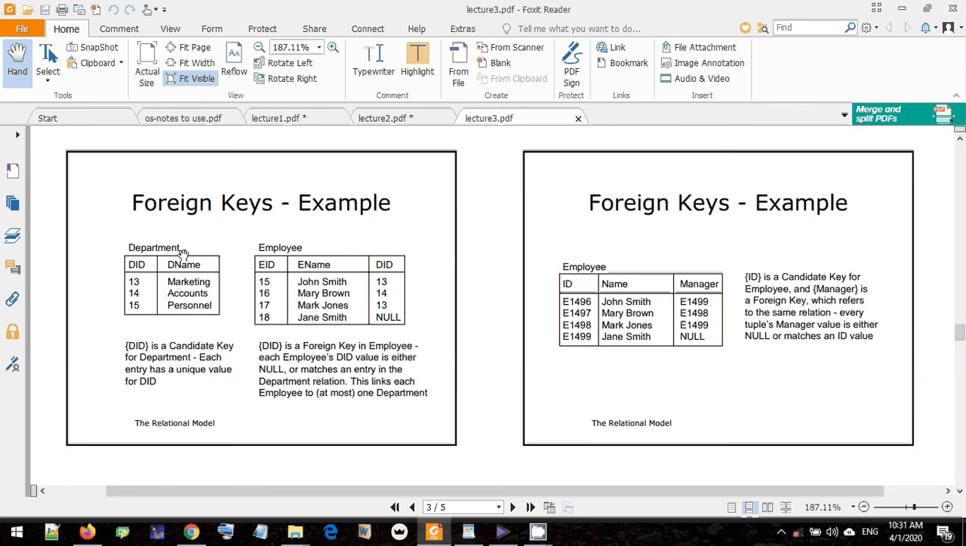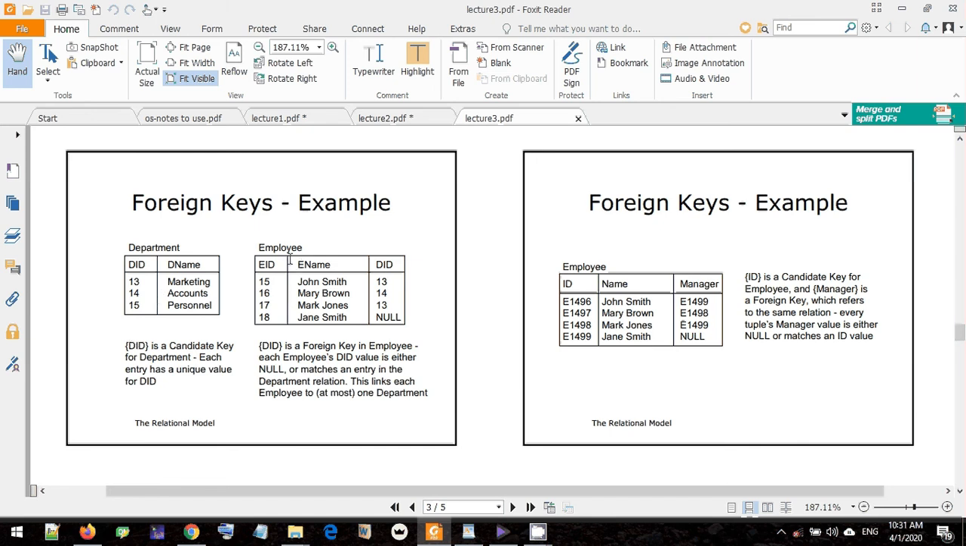Example. Now, look at these two relations: department and employee. In department, there are two columns: DID, the department ID, and department name. The department ID is a candidate key, and if you choose it as the identifier of the tuples in this relation, it becomes the primary key.